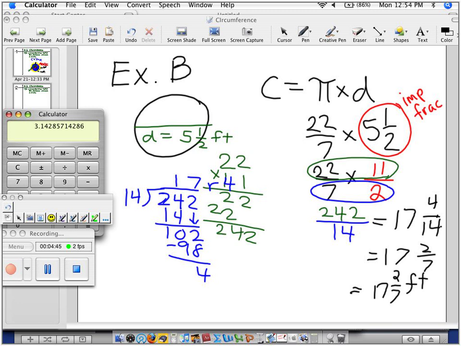All right, example B is done. Pretty ridiculously long. But yeah, we talked about fractions, and it's nice to look at the review, especially with the STAR test coming up.